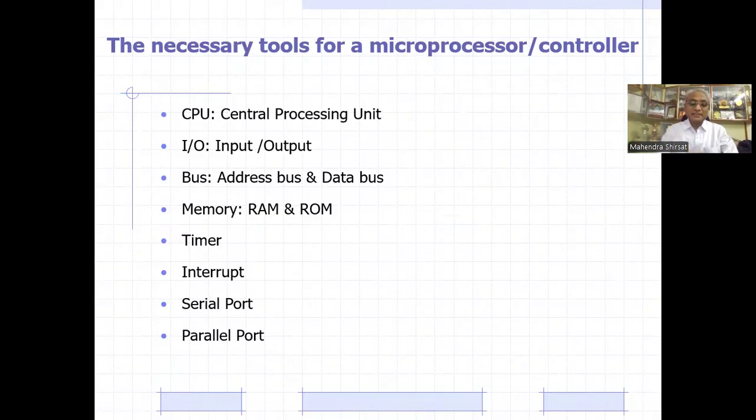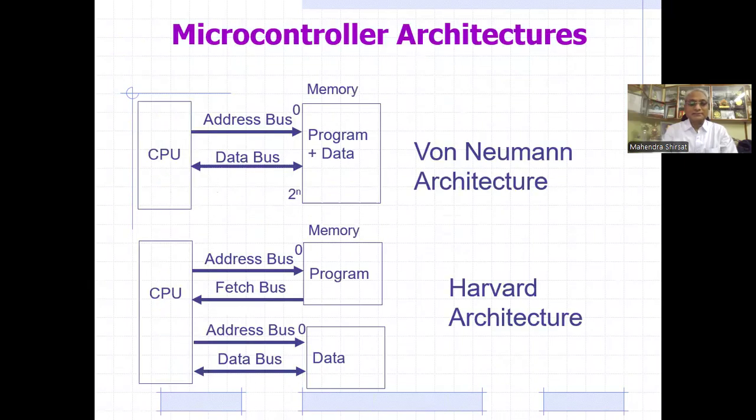And then we have some serial port as well as parallel port, because most of the data we send out from the microcontroller through the parallel port, and bring in through the parallel port. But there are some applications in which the data needs to be transferred from microcontroller to the outside world, and similarly from the outside world to microcontroller through the serial port. Therefore the serial port is going to be an important component of the microcontroller as well.